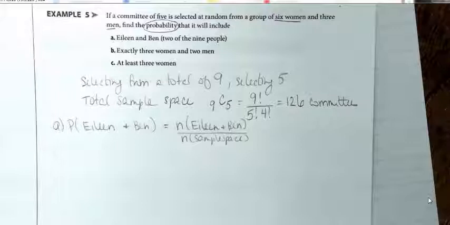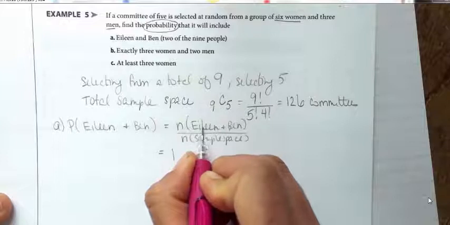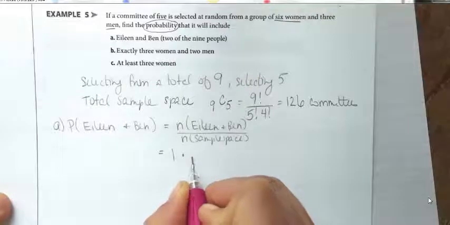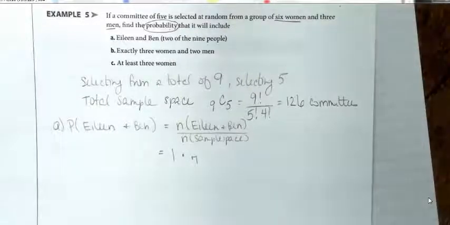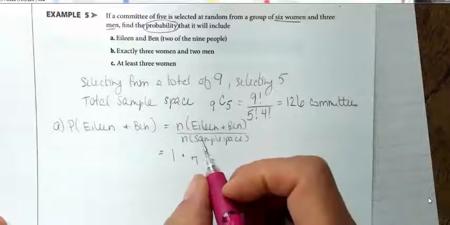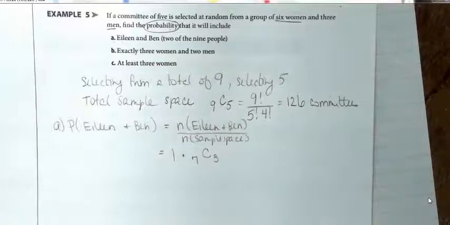All right. So to figure out the number of ways that we can choose Eileen and Ben, really there's only one way to select Eileen and Ben. And then you have to select 3 other people, right? So there's one way to choose Eileen and Ben, and then out of the 7 people that you have left, because you have 9 people total, you choose Eileen and Ben in one way. Okay, and then you have 7 people left, and we had a total of 5 that we're selecting, so there's 3 left to select.